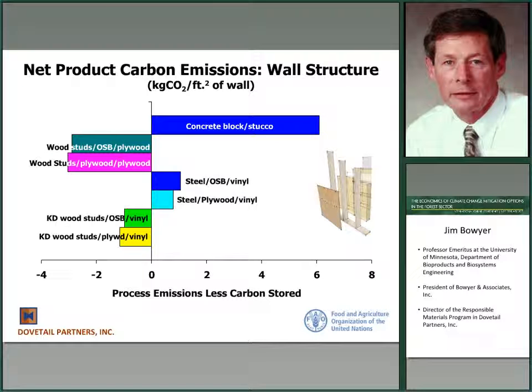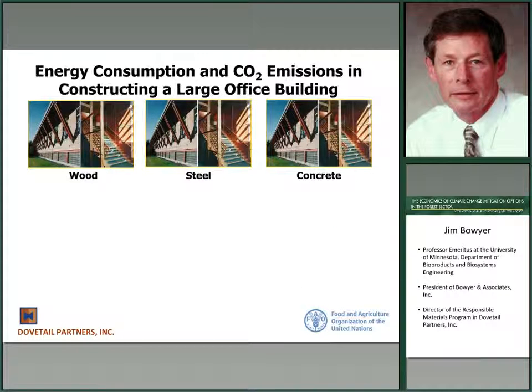The zero here represents zero carbon emissions. Everything to the right of that zero is net emissions. Everything to the left is net negative emissions. And notice the fairly large differences between these various wall assemblies. Those that involve construction with wood are all net negative in terms of carbon emissions. Those that are looking at alternative materials, steel and concrete, show significant positive emissions.